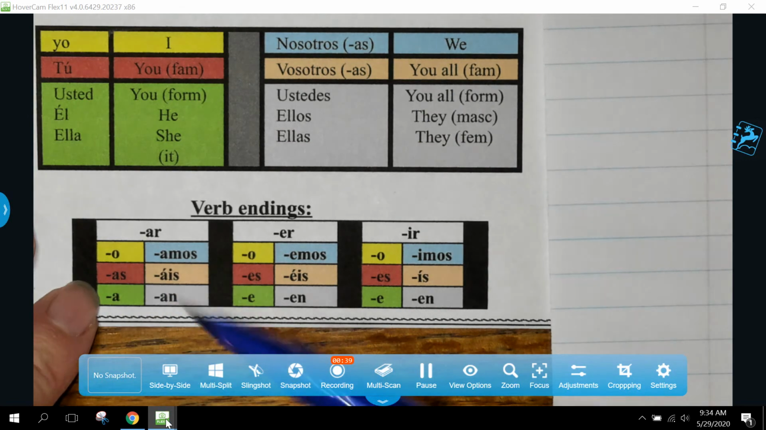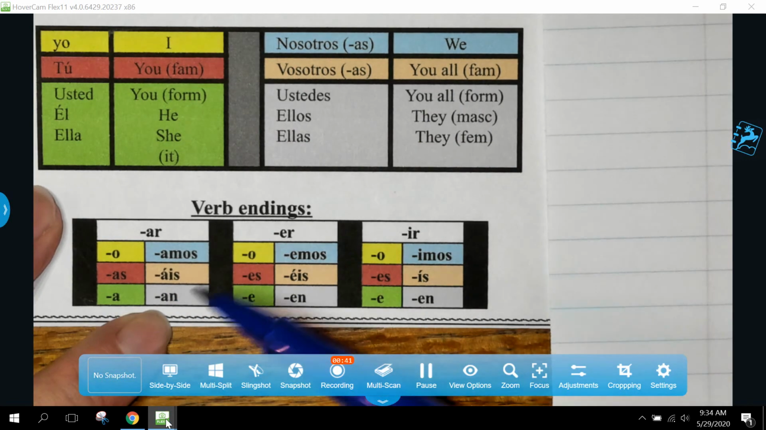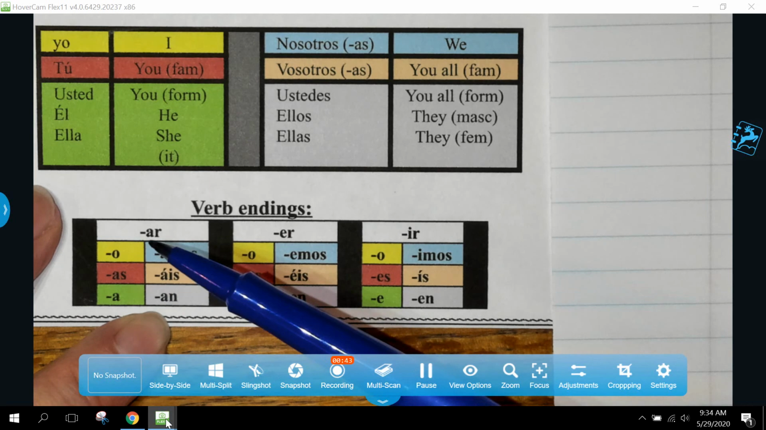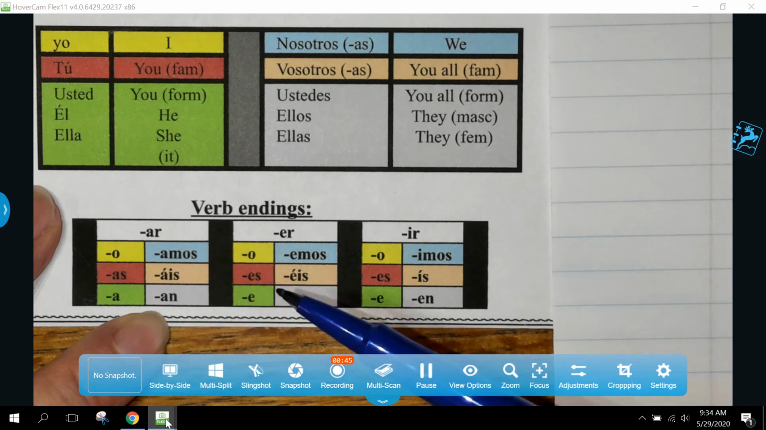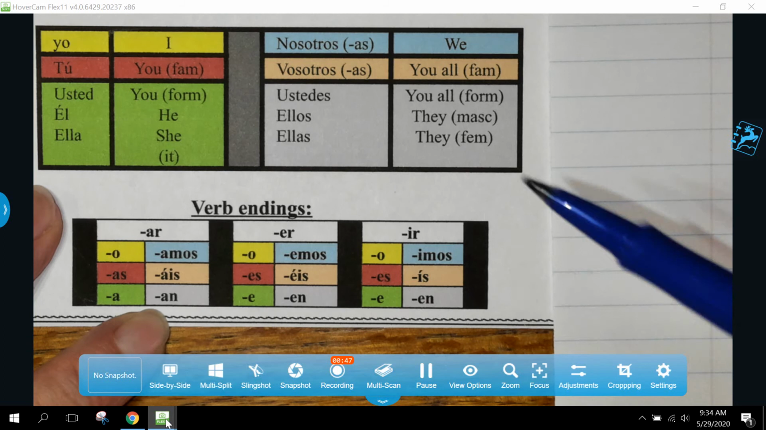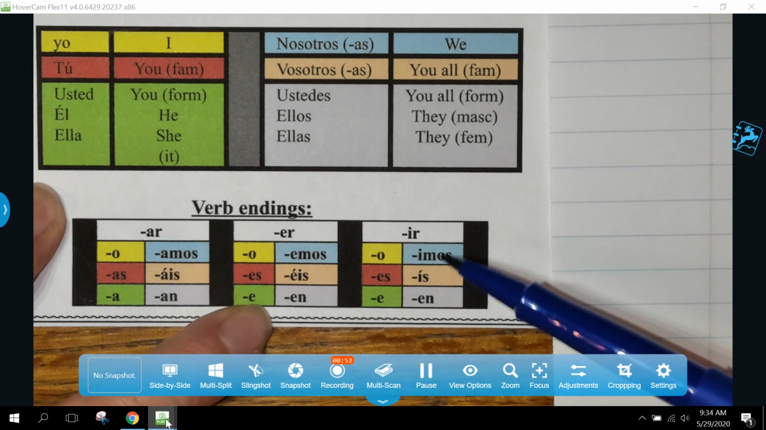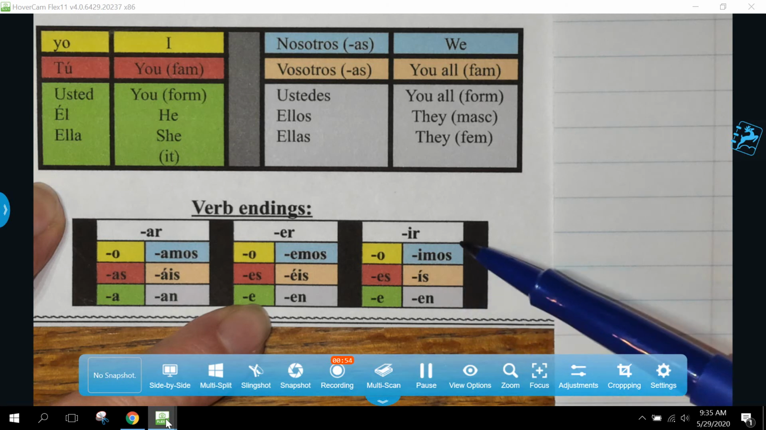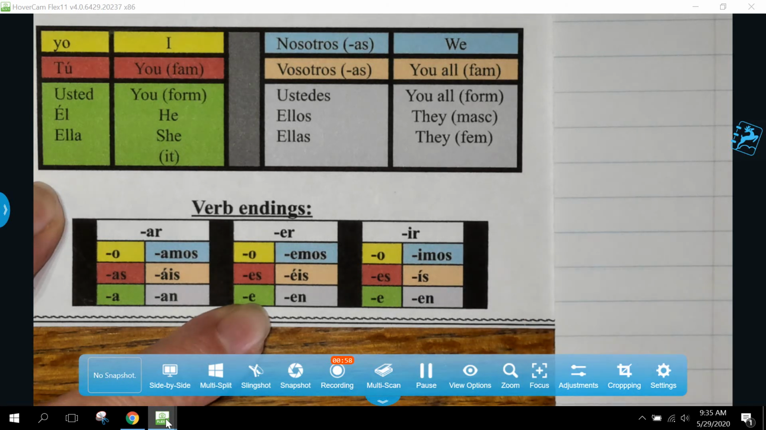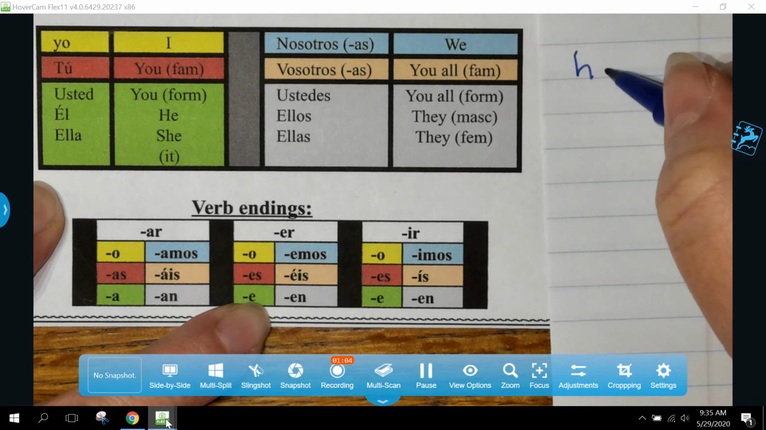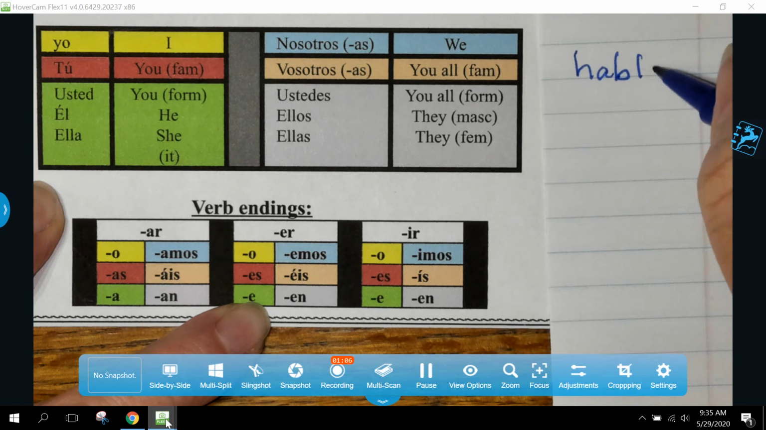The charts down here, please note, from AR to ER, the only thing that changes is every time there was an A in the AR chart, it changes to an E in the ER chart. The IR chart is exactly the same as the ER chart, except these two, the nosotros and vosotros forms change. So let's go over and practice with the verb hablar, which means to speak or talk.